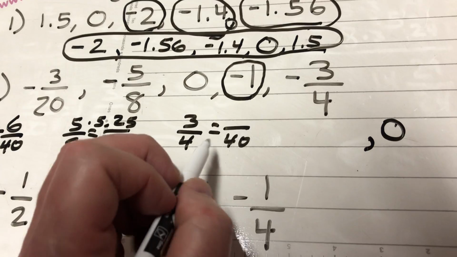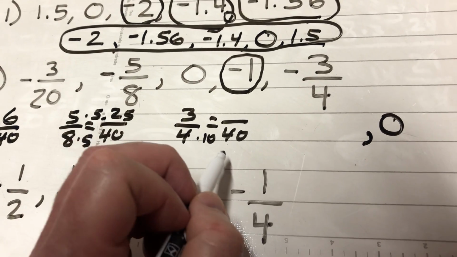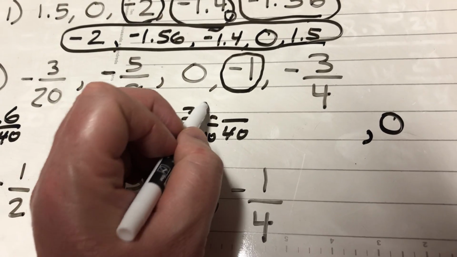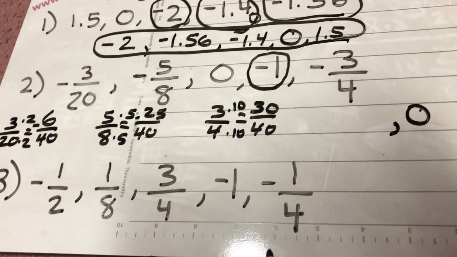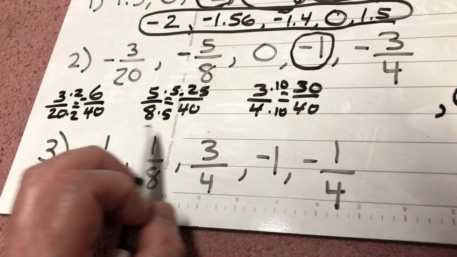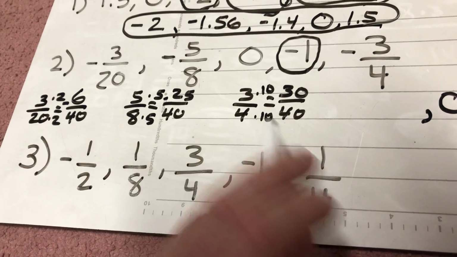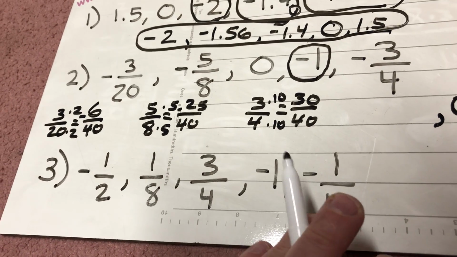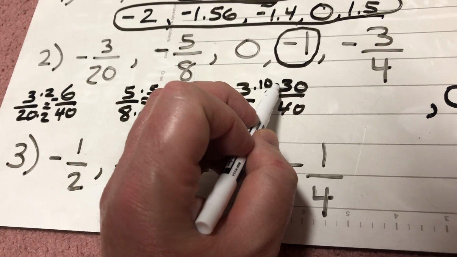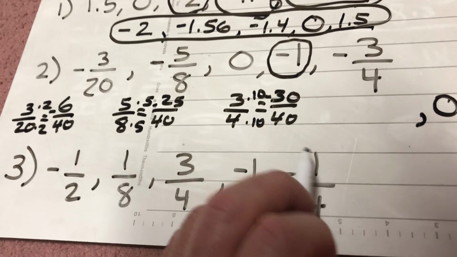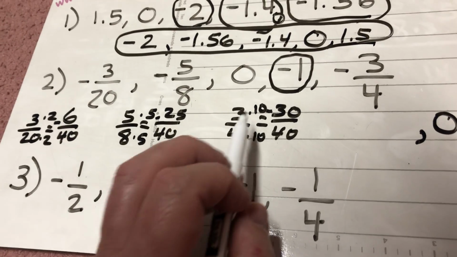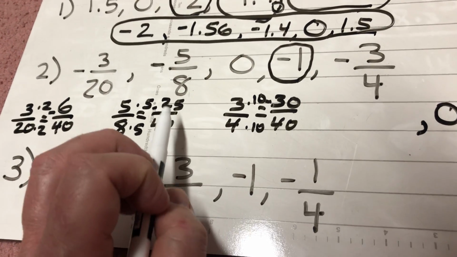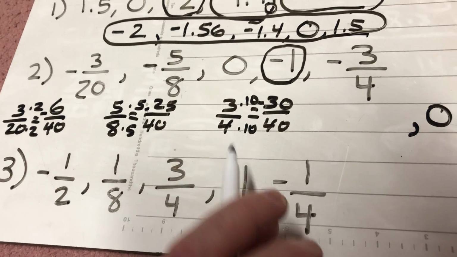What did I do to 4 to get 40? Well, I multiplied it by 10. 4 times 10 is 40. 3 times 10 is 30. So I've got 6 over 40, 25 over 40, 30 over 40. Remember, they're all negatives though, which means the bigger the number, the smaller it is. So 30 is the biggest number between 25 and 6, so that's the smaller number.